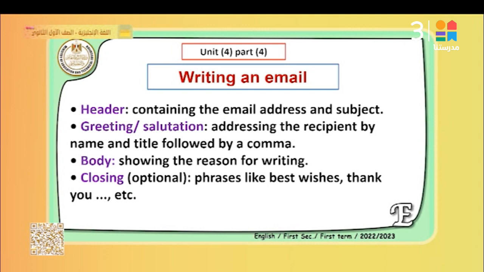We have the header, which contains the email address and the subject. The email address of the sender and of the person who receives this email. So we have from, to, and the subject. What is the subject? The subject is the title or the main idea of this email. What is the email about? So this is the header: from, to, and the subject. From, we write the email of the sender, and to, we write the email of the recipient. And the subject is the title or the main idea of this email.